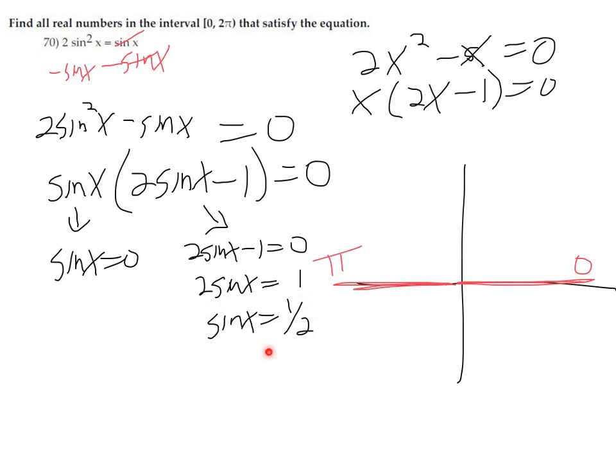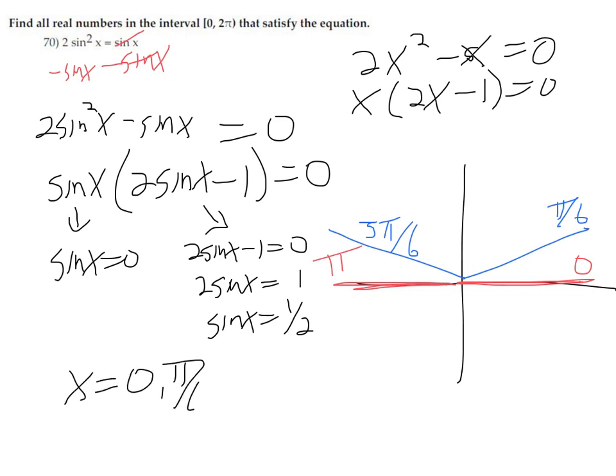Where is sine 1 half? Sine is positive in quadrant 1 and quadrant 2. Sine is 1 half at 30 degrees, or pi sixths, and 5 pi sixths. These are our solutions. X equals 0, pi sixths, 5 pi sixths, pi.